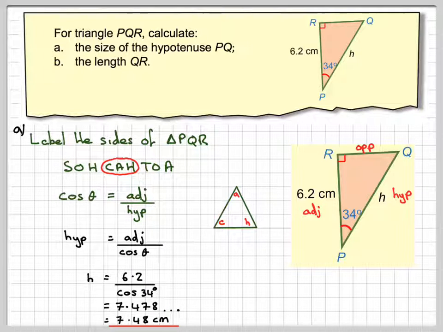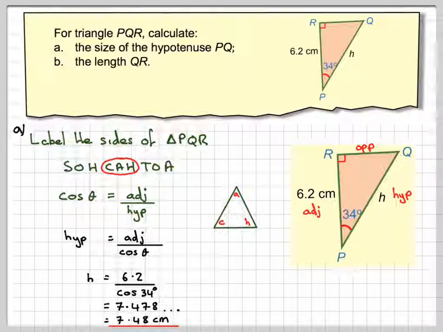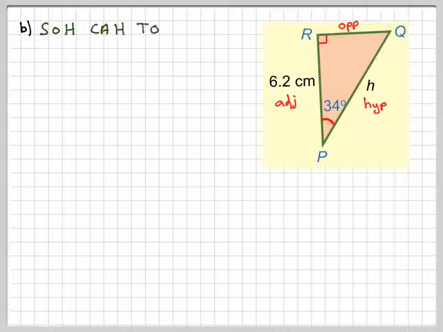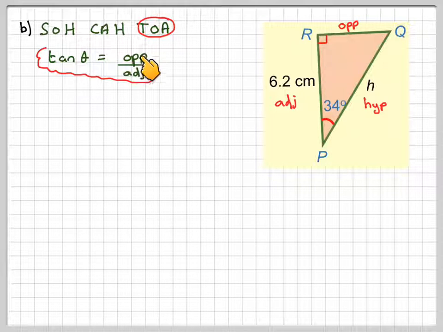Right, for part B I need to find the length QR, which is this length here. Now I could, because I got this, use Pythagoras' theorem, but I must make sure if I do it that way that I'm not going to use one which is rounded off. So I'm not going to use this method. I've got opposite, adjacent and the angle, so I'm going to use TOA, tan. So tan theta is going to be opposite over adjacent.